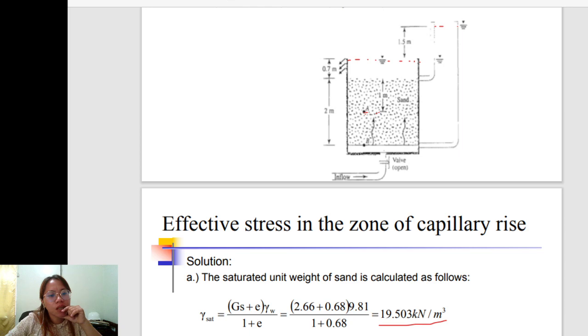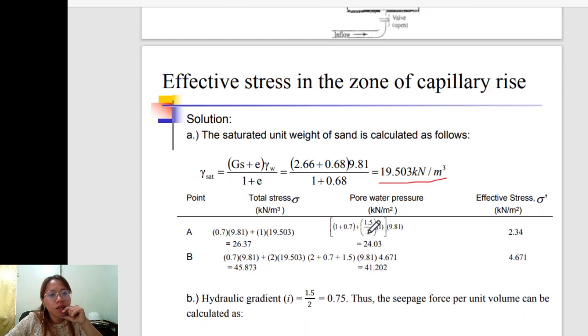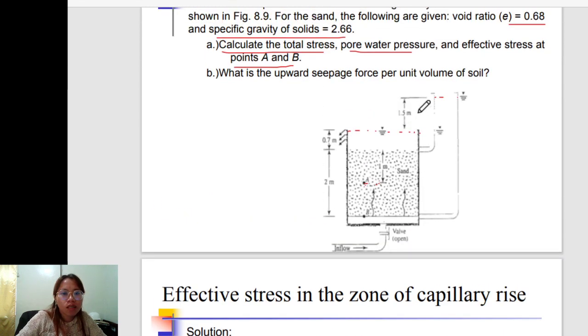1.5 divided by 2. I don't think this is divided by 2. This should be 1.5, no? You should not have divided by 2 here. I don't know the reason why it was divided by 2. There is a difference in the elevation, no? There is flow here, there is a tube here.